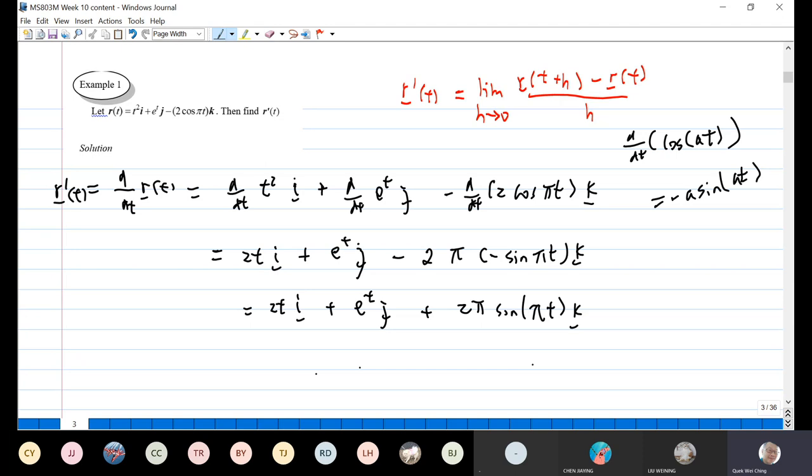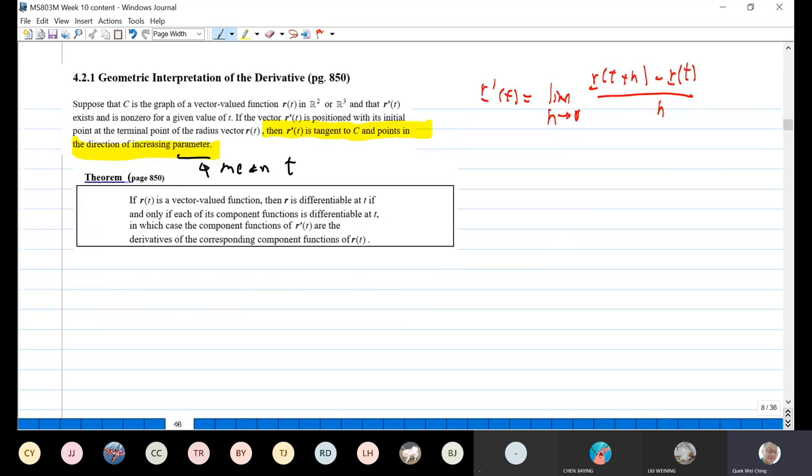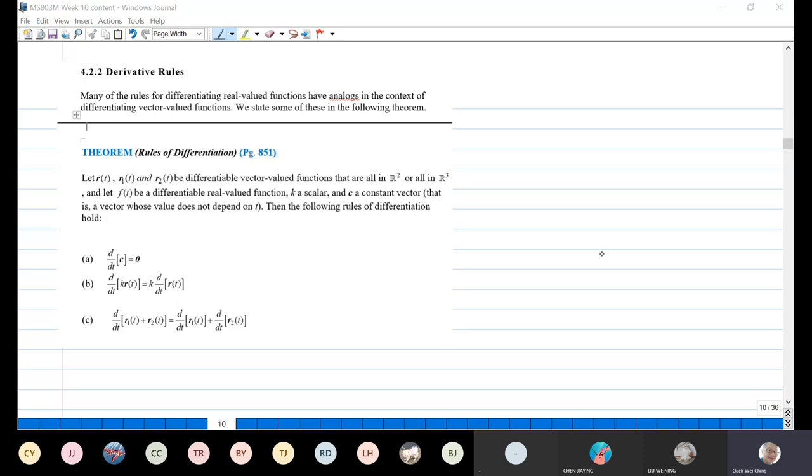So this is example one, which you can find on page 43. That is all about the differentiation basically. Just remember the rules of differentiation. There are some rules of differentiation: if you differentiate a constant, suppose c is a constant, you get 0. If you differentiate a constant times r, you get the constant times r'. And for the usual addition of vectors, you can differentiate term by term.